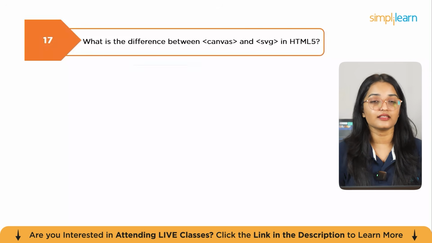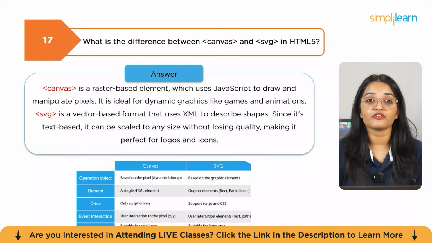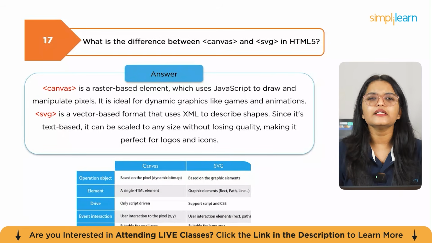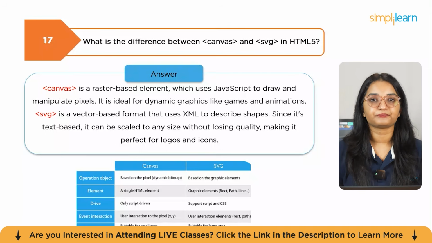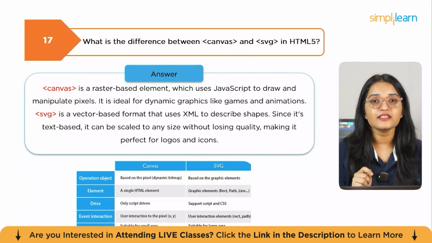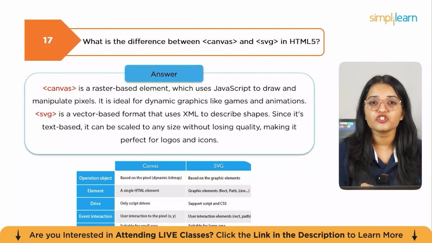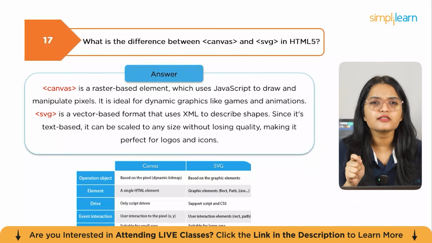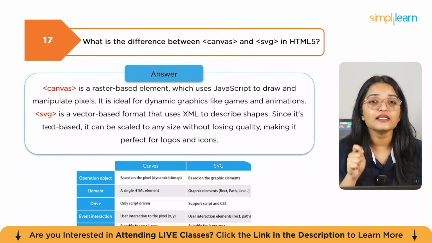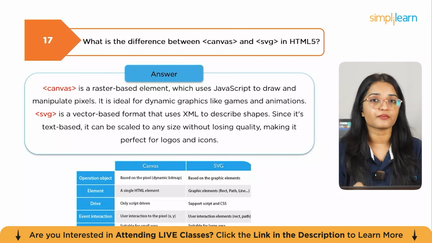To answer this, you say that the canvas and SVG elements are both used for graphics on the web, but they are fundamentally different. Now, the canvas tag is a raster-based or bitmap-based element. It's essentially a drawing area where you're using JavaScript to draw shapes and pixels. It's well suited for dynamic, pixel-intensive graphics like games, animations, and charts.